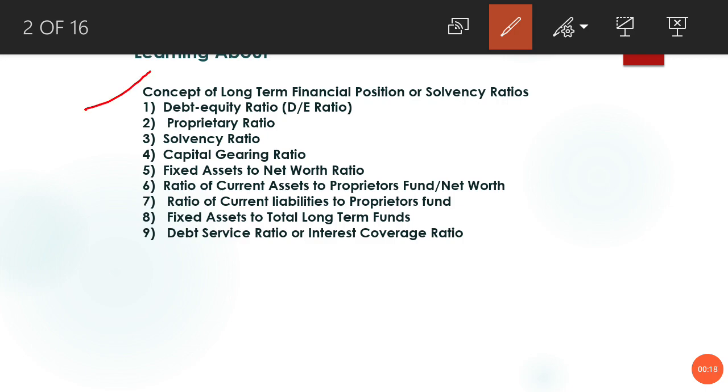1. Debt equity ratio. 2. Proprietary ratio. 3. Solvency ratio. 4. Capital gearing ratio. 5. Fixed asset to net worth ratio. 6. Ratio of current asset to proprietary fund or net worth. 7. Ratio of current liabilities to proprietors fund. 8. Fixed asset to total long-term fund. 9. Debt service ratio or interest coverage ratio.